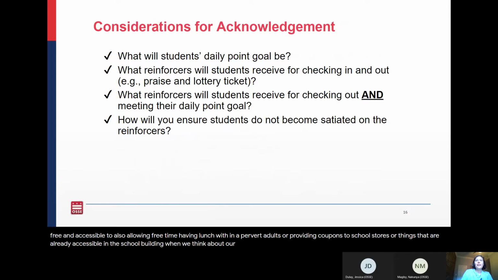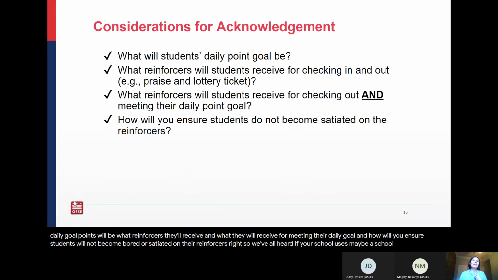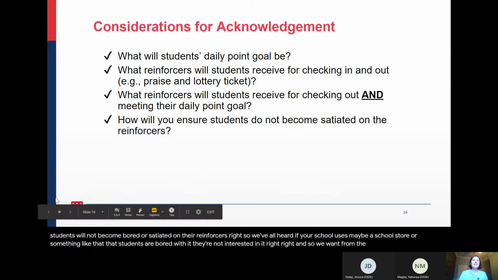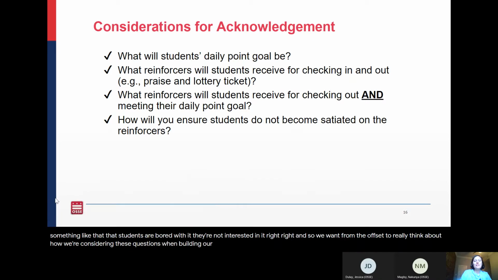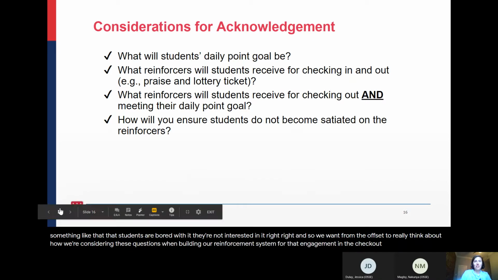When we think about our acknowledgement systems, we want to think about what the students' daily goal points will be, what reinforcers they'll receive for meeting their daily goal, and how you will ensure students will not become bored or satiated on their reinforcers, right? We've all heard, if your school uses maybe a school store, that students are bored with it, they're not interested in it, right? So we want, from the offset, to really think about how we're considering these questions when building our reinforcement system for that engagement in the check-in, check-out system.